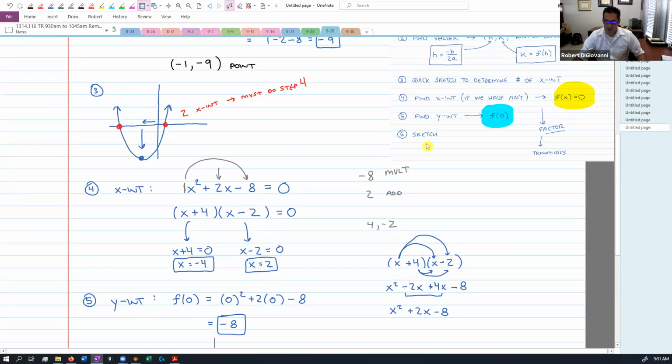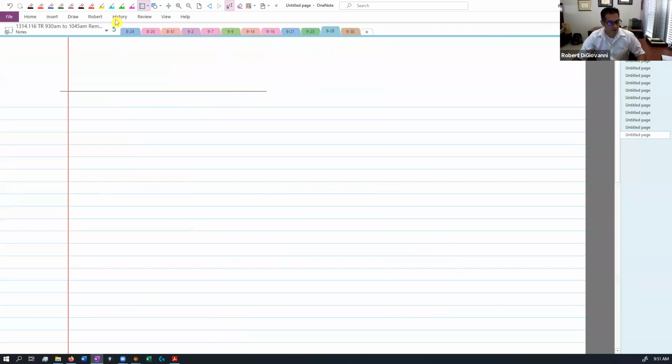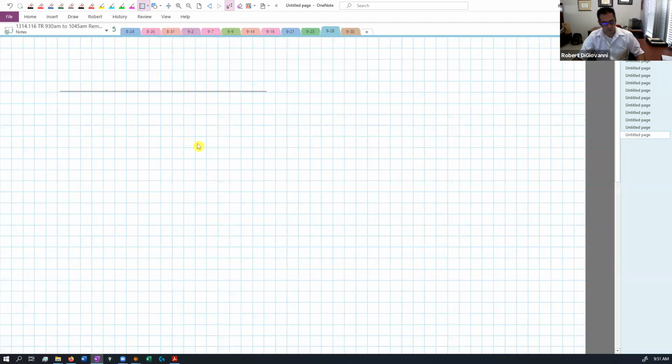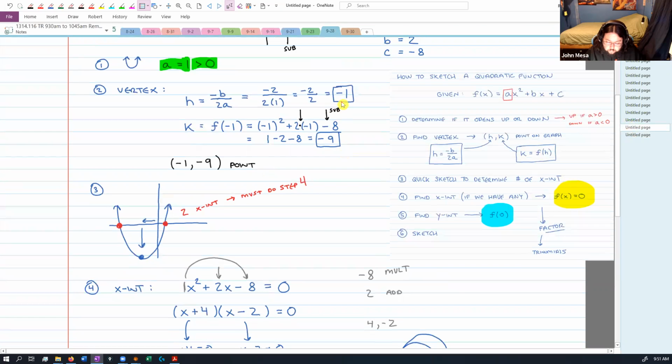And now we're ready for step 6, which is to sketch it. So we're ready to put all this together, all right? So here's how I would sketch this. I would draw my x and y axis. I always start with the vertex. So what was our vertex? Was it -1, -4? What was it? -1, -9 was our vertex, right?